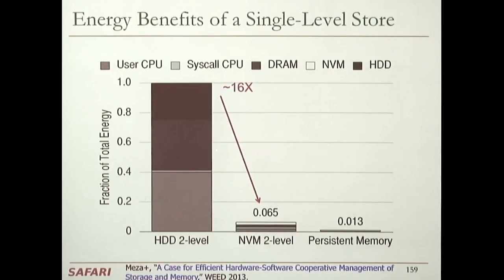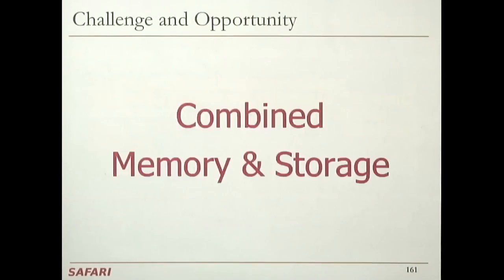So the energy is similar. Basically, this is hard disk for that workload. If you replace it with non-volatile memory, you get about 16x. And if you actually get rid of the two-level interface, have a single-level interface, and get rid of DRAM also, just have non-volatile memory, you get about 5x again over here. Now, if you're interested, you can read that paper.